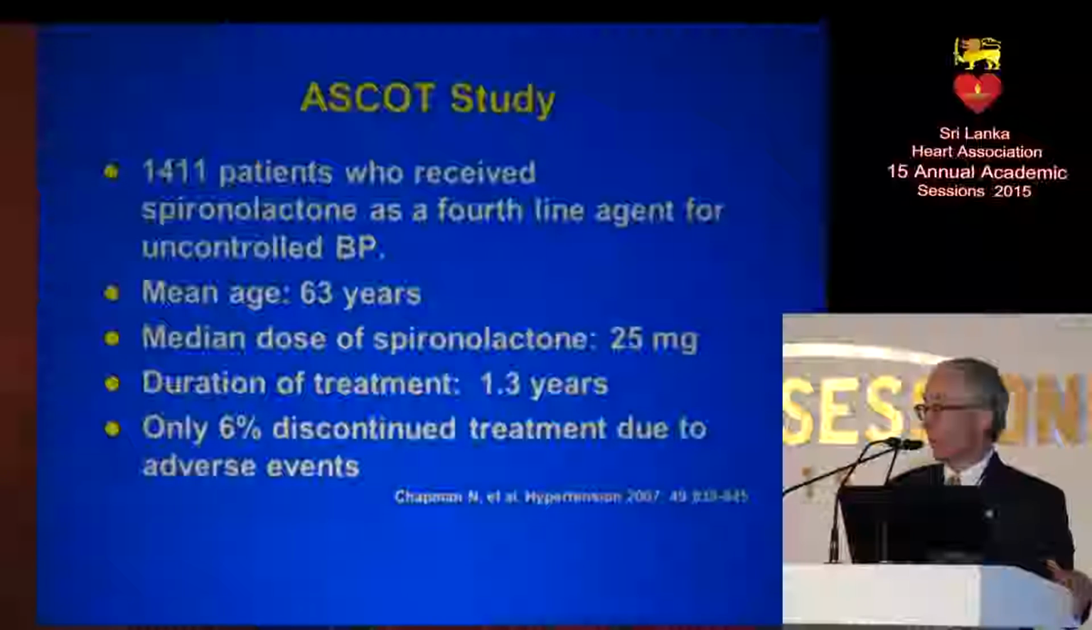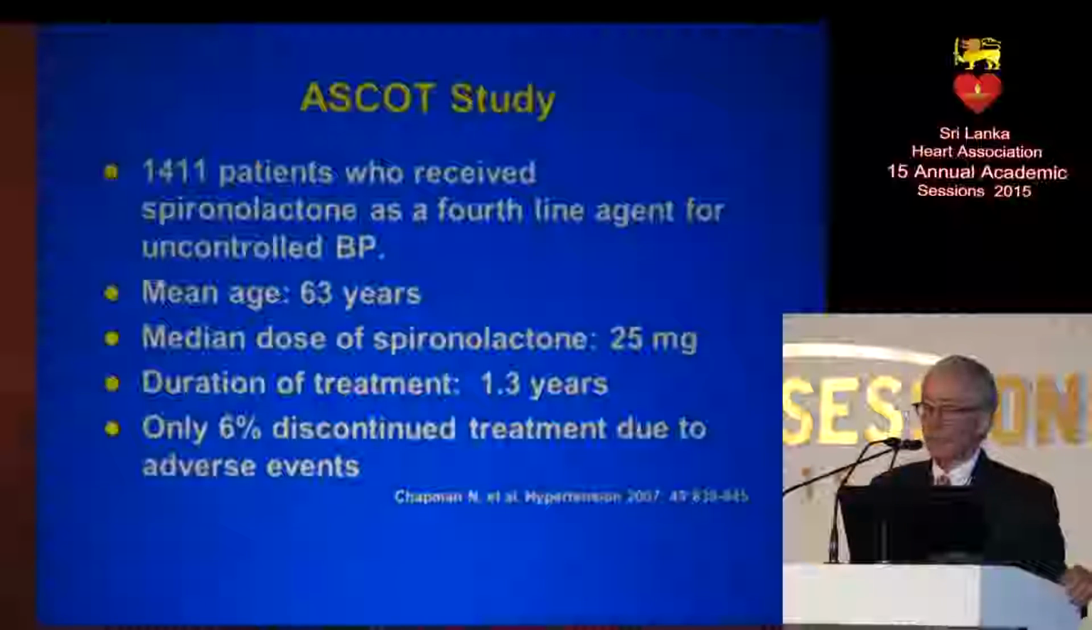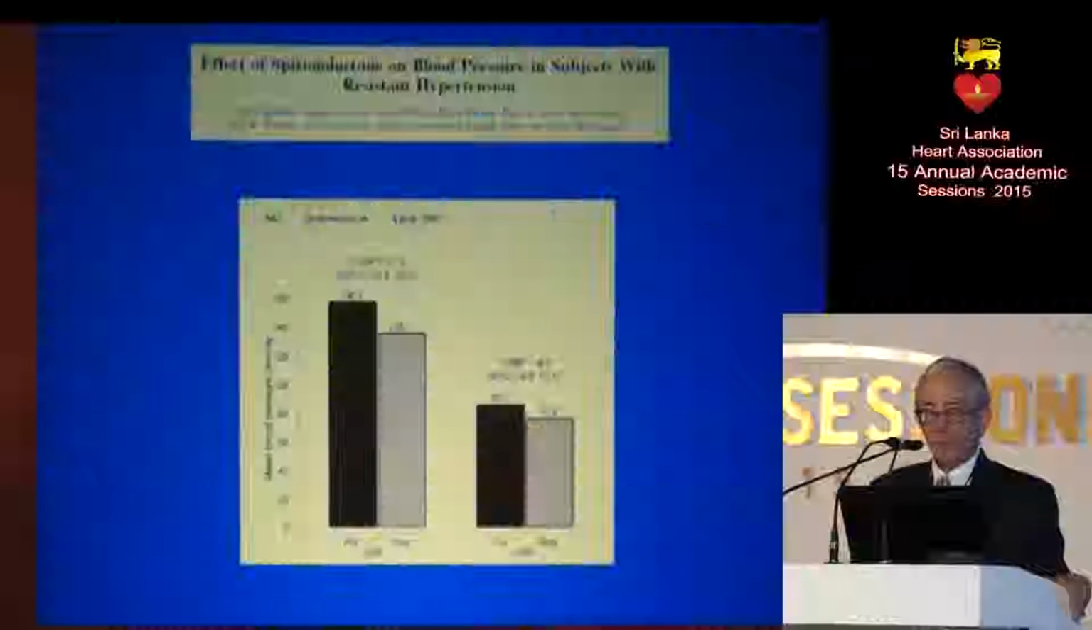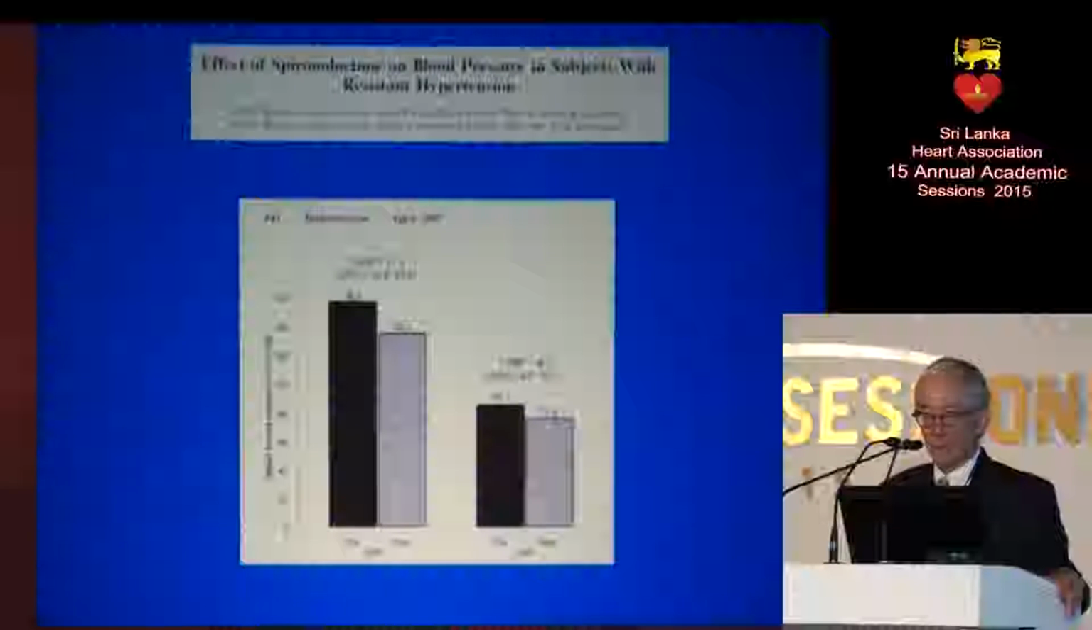And as an example of how common it is, in the Anglo-Scandinavian cardiovascular outcome trial, there were a total of about 20,000 patients. About 1,500 patients who were deemed resistant received spironolactone as a fourth-line agent. What's impressive are the blood pressure reductions shown here, both in terms of systolic and diastolic reduction. We're looking at net changes of about 20/10 simply by adding low-dose spironolactone as a fourth drug.